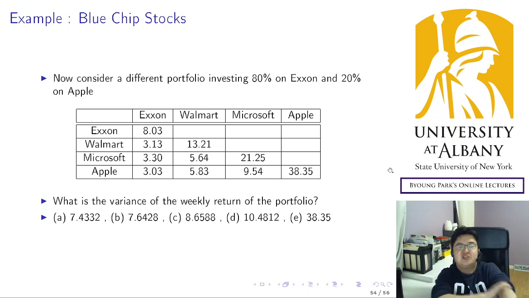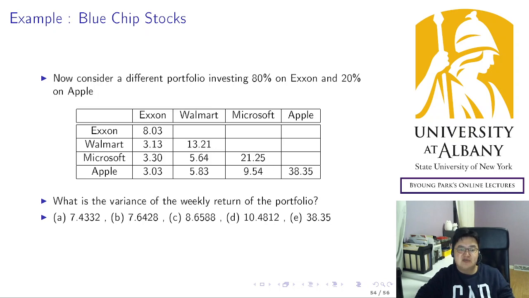And then it's your exercise. Now it's your turn. Consider what happens if you invest 80% on Exxon and 20% on Apple. The structure is identical. Use the variance and covariance information from the matrix, and if you need, go back to the earlier slides and take some formula. Try this and pause the video until you finish the work. Okay, I'll show you the answer.